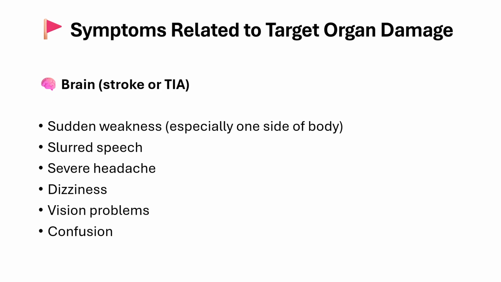Stroke or TIA, that's organ damage to the brain. We know sudden weakness, especially to one side of the body, slurred speech, headache, dizziness, vision problems, confusion. And I'm sure you may have learned or seen it in the hospital about FAST.